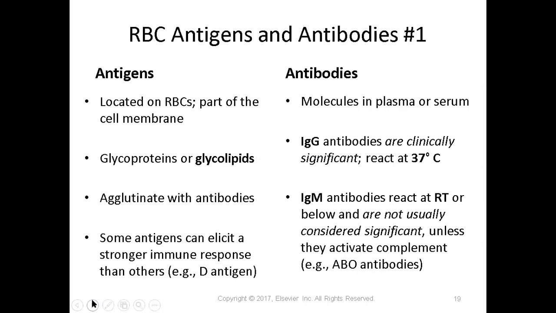Okay, so let's get into a bit more detail about antigens and antibodies. We already established, so this should be a bit of a review, that in blood banking, antigens are located on the red blood cell surface. They are part of the cell membrane, okay? They are glycoproteins or glycolipids, and they will agglutinate when combined with their target antibody, okay?